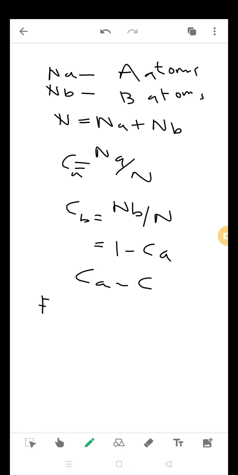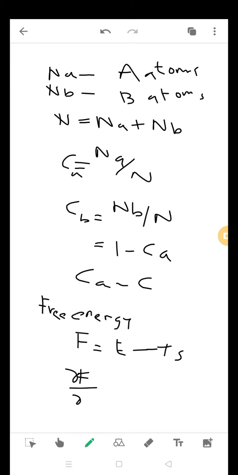Now the free energy of the alloy, we could write, is F is equal to E minus TS, where E is the enthalpy, T is the temperature, and S is the entropy. Now for equilibrium concentration, of course, del F by del C, where C is the concentration at a particular temperature, should be equal to zero. That means there shouldn't be any change in the value of free energy with respect to change in concentration.